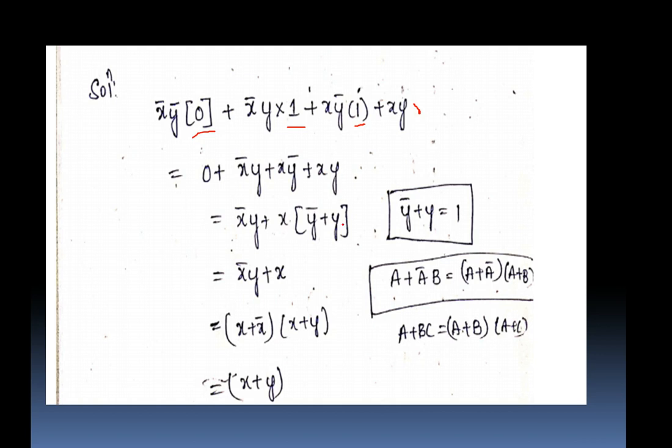y, and y bar plus y equal to 1. So here we are getting x bar y plus x. According to the distribution theorem, x bar y plus x equal to x plus x bar, plus x plus y. Again x plus x bar value equal to 1. So finally we are remaining with x plus y. So the answer for the above question is x plus y.